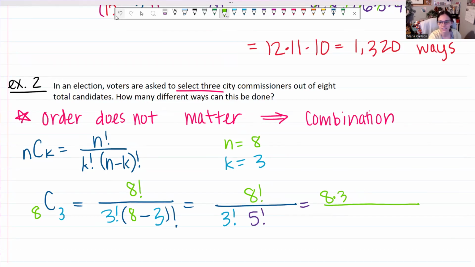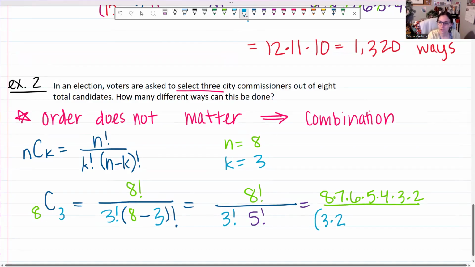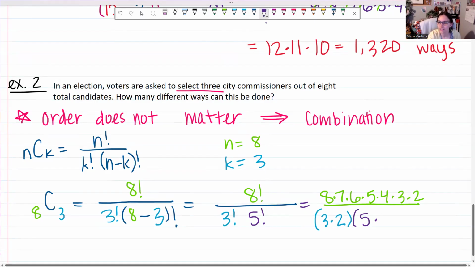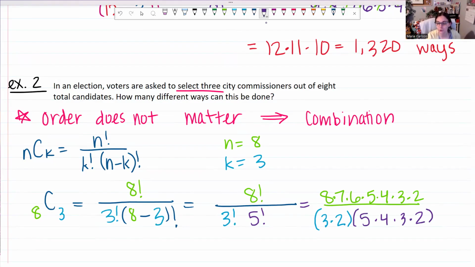I was looking at the denominator down there, getting ahead of myself. 8 factorial is 8 times 7 times 6 times 5 times 4 times 3 times 2, and then times 1. And then I'm going to have the 3 factorial, so that's just 3 times 2 times 1. And then the 5 factorial, which is 5 times 4 times 3 times 2. So really the 5 factorial part, that's going to cancel out, right? We have the 5, 4, the 3, and the 2 in both the numerator and the denominator.